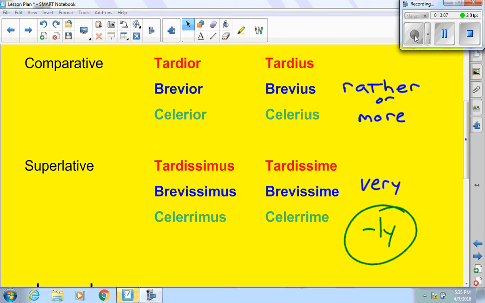The biggest key to getting the adverb translation is that ly. You hear it on all of my adverbs here. Unless it's irregular in English, you're going to get an ly at the end.